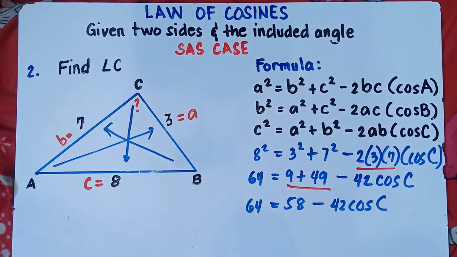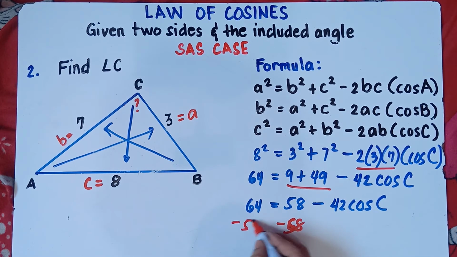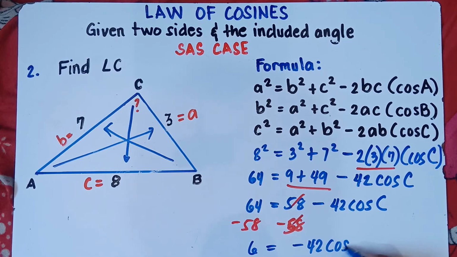You can do the subtraction property of equality. You can subtract both sides by 58 to cancel this one. And 64 minus 58, that is 6. Okay, you can do that one, class. 64 minus 58, that is 6, equals negative 42 cosine C.